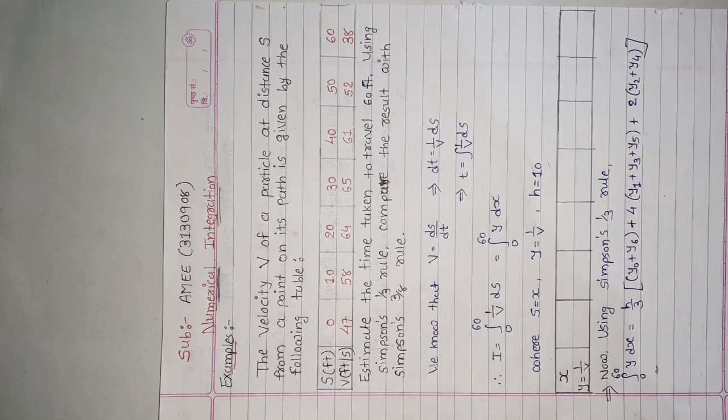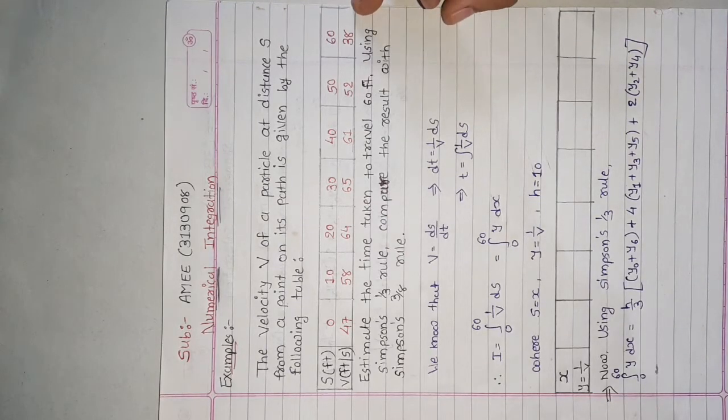In the previous lecture, we learned Weddle's rule and an example of Weddle's rule. Today we learn more examples of all four methods: trapezoidal rule, Simpson's 1/3 rule, Simpson's 3/8 rule and Weddle's rule. So, example: the velocity v of a particle at distance s from a point on its path is given by the following table.